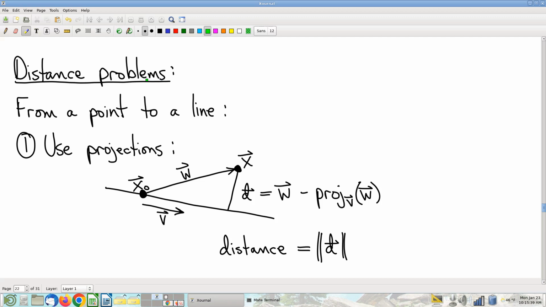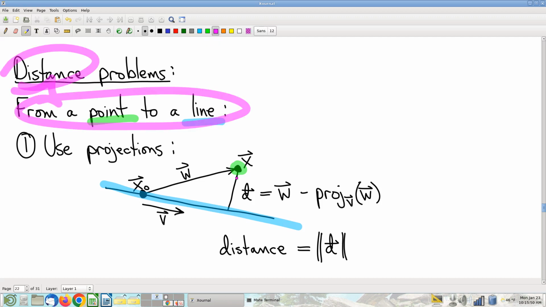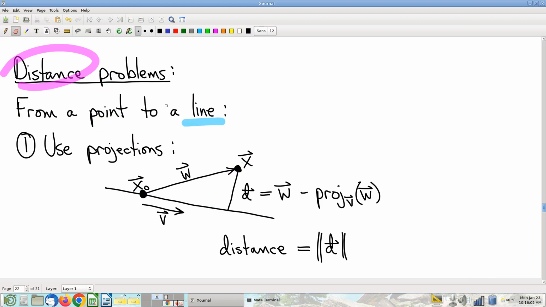Okay, so let's suppose you have a point and you have a line, and you want to compute, as it says here, the distance from a point to a line. So we want to compute this distance right here. How would you compute that distance? There's a couple of different ways that I'm going to show you how to do this. The first solution I'm going to show you makes use of projections.